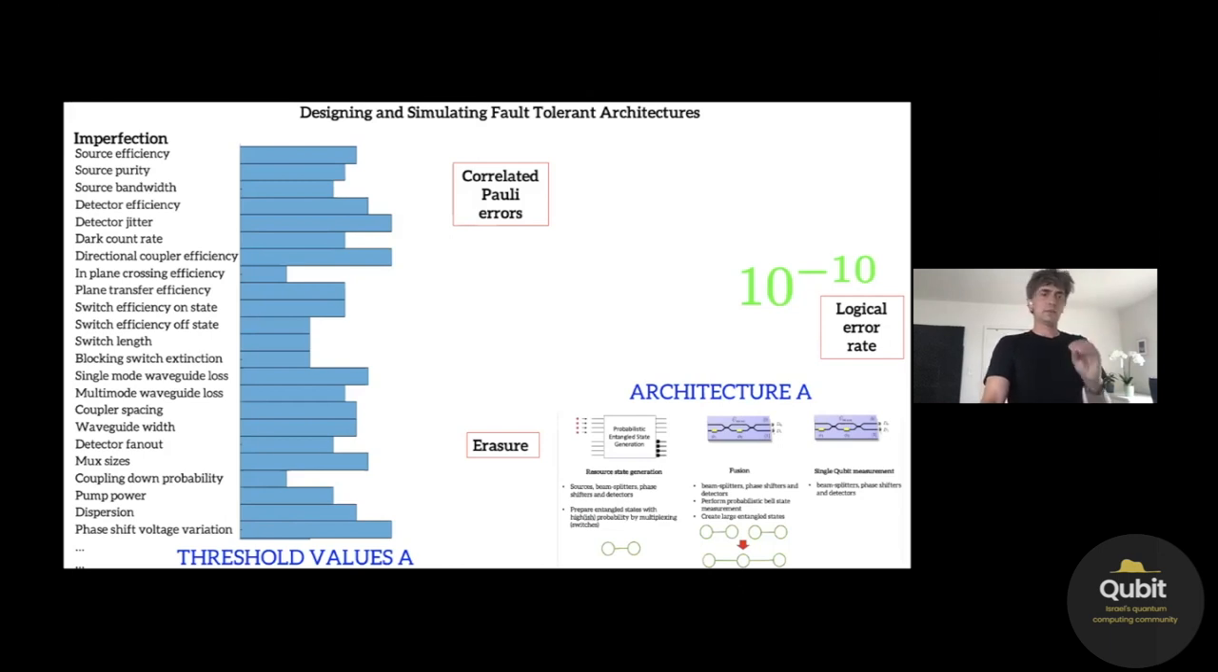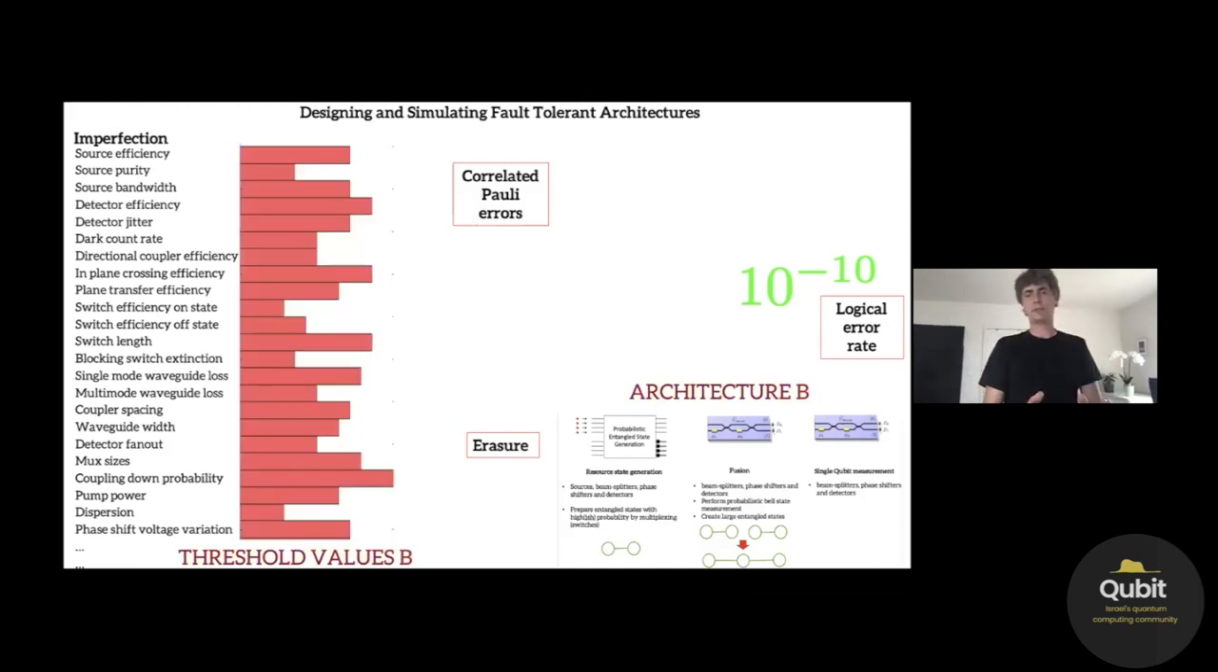Your tolerance to this component, to directional coupler efficiency, is this, and it has to be below that. And so a particular architecture is a set of these parameters, and you have to be below the threshold for every single one of those parameters. And a different architecture will have a completely different set of parameters.